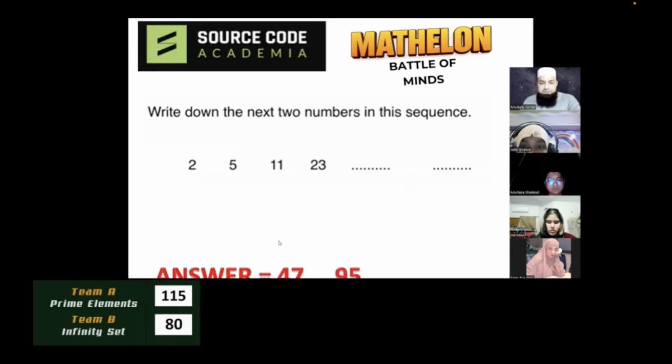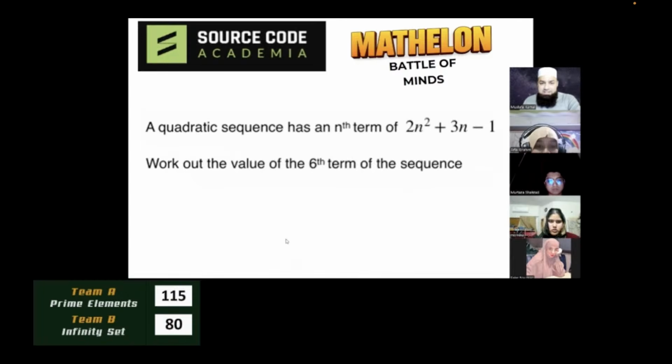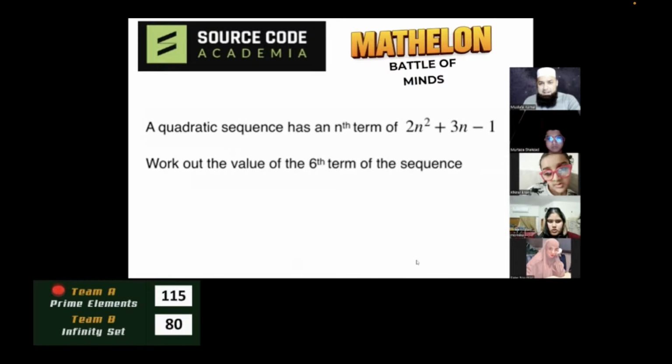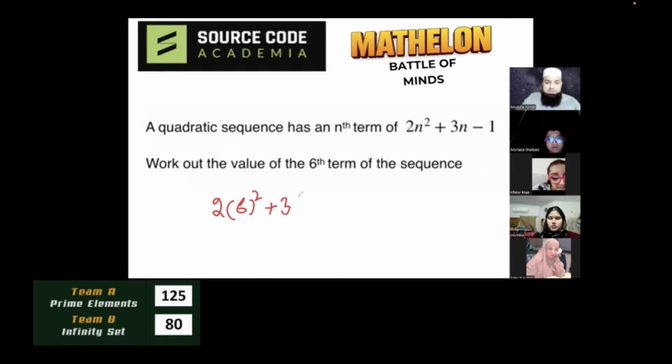The next question on your screen. A quadratic sequence has an nth term equal to 2n squared plus 3n minus 1. You need to work out the value of the sixth term of the sequence. Team A, Khizar Khan: 89. 89 is the correct answer. Well done, Khizar. MashaAllah. So it's 2 into 6 squared plus 3 into 6 minus 1. 6 squared is 36, 72 plus 18 is 90, minus 1 is equal to 89. So 10 points have been awarded to Khizar. Well done.